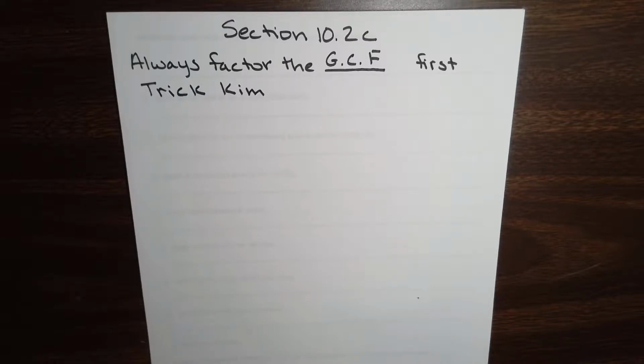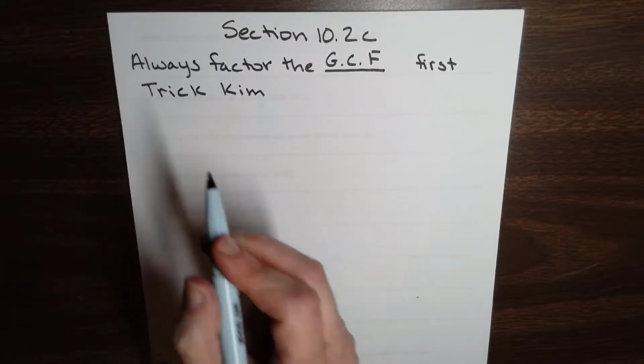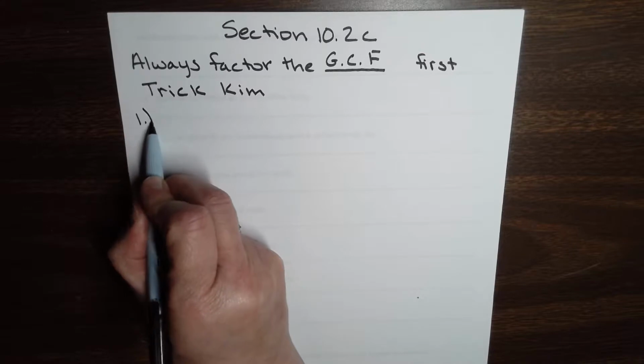Another method that you can use in factoring trinomials is called the guess and check method. If you don't like the Kim trick, then you can listen to the other video and they can show you how to use the guess and check method. Let's go ahead and look at our first example.